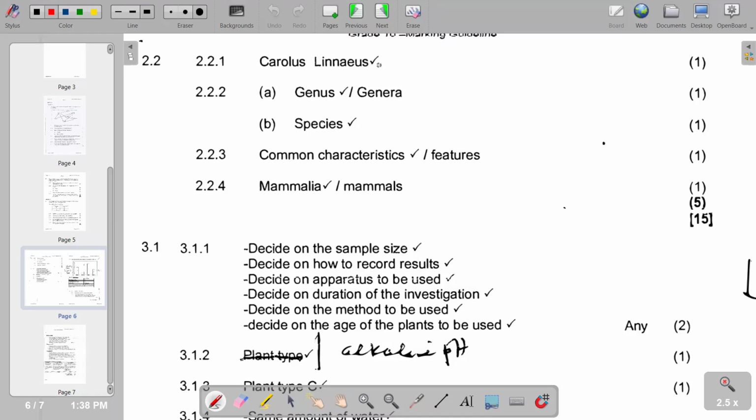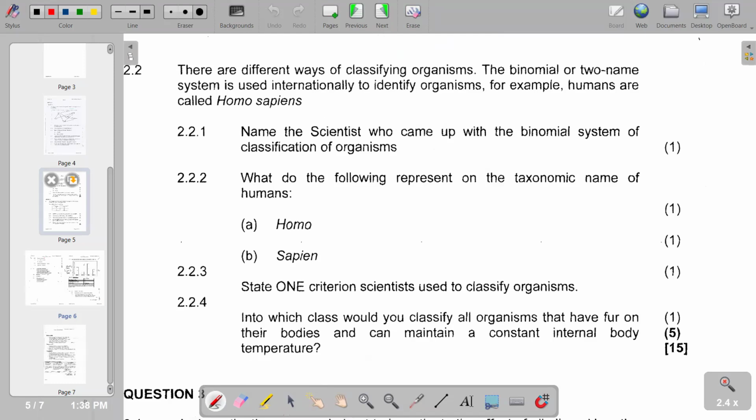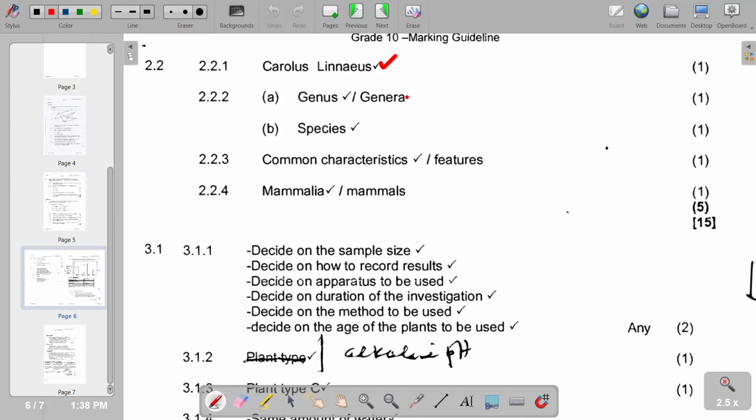So the name of the scientist is Carolus Linnaeus. So this is our answer for part 2.2.2. In terms of 2.2.2, what do the following represent in the taxonomic name of humans? We have Homo, and we also have sapiens. Homo is the genus, and sapiens is the species. So that's the response that we have.